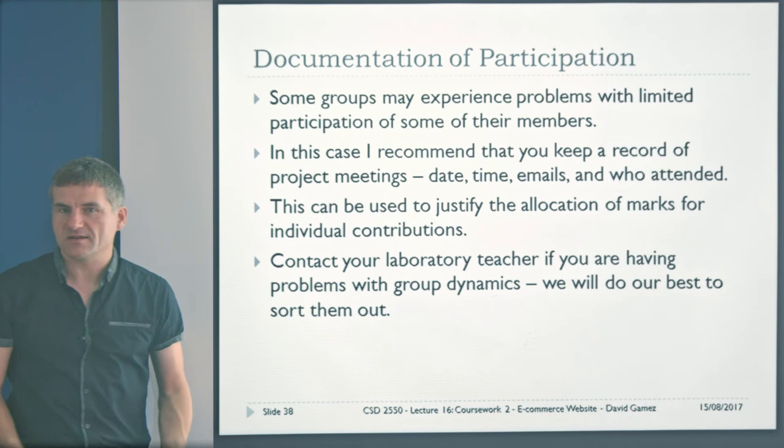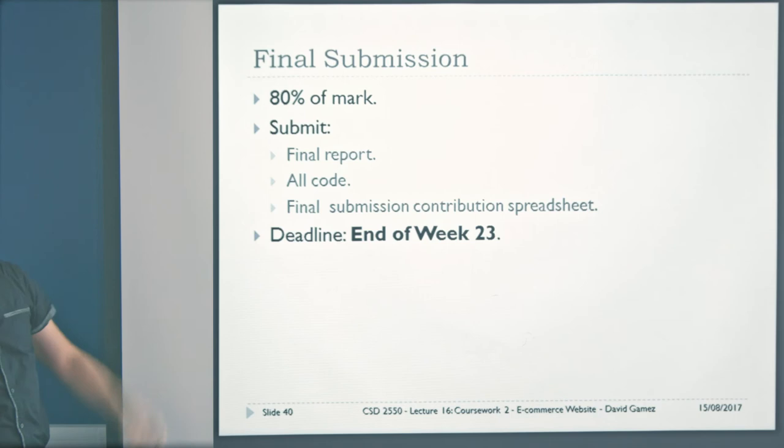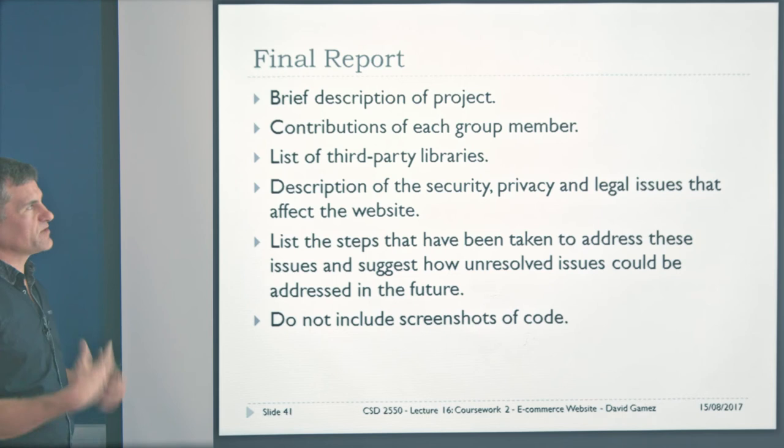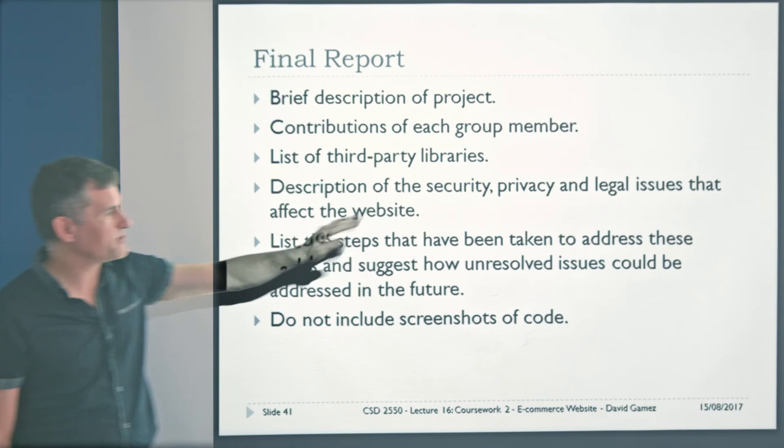Okay, final submission then. 80% of the mark. You need to submit a final report, all the code, and a contribution spreadsheet, and I'll go through all of this. Again, deadline end of week 23. So final report. You're going to briefly describe the project. The group member contributions will be a separate spreadsheet. List the third-party libraries. And importantly, you're going to describe the security, privacy, and legal issues that affect the website.